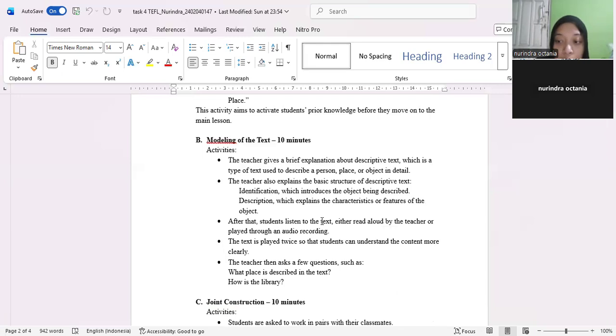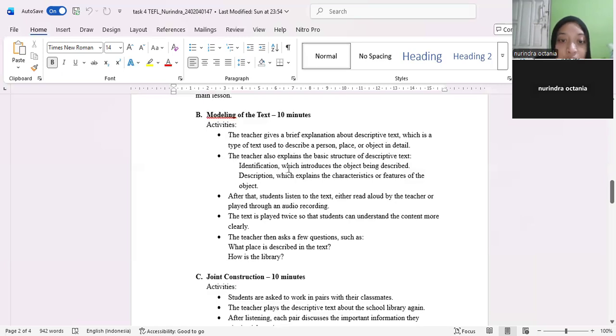Next stage is modeling of the text. The time is 10 minutes. The activities: at first, the teacher gives a brief explanation about descriptive text, which is a type of text used to describe a person, place, or object in detail. And then the teacher also explains the basic structure of descriptive text: identification, which introduces the object being described, and description, which explains the characteristics or features of the object.